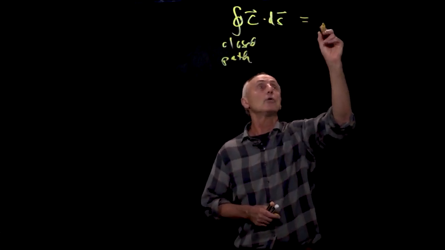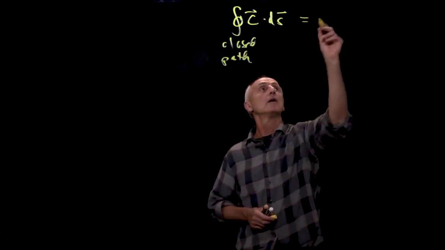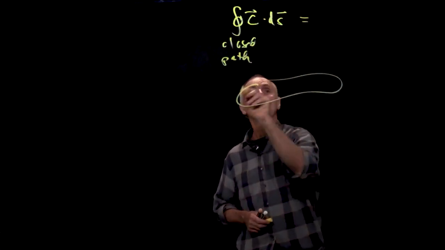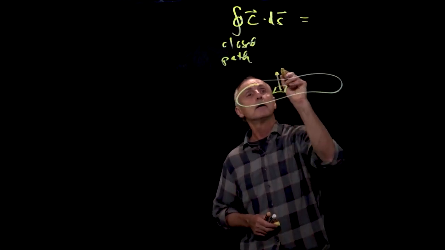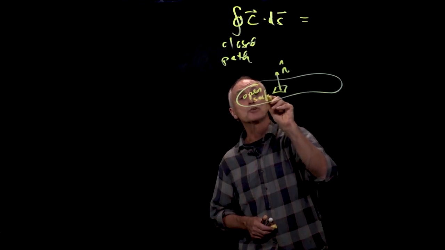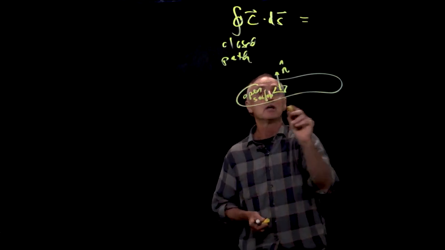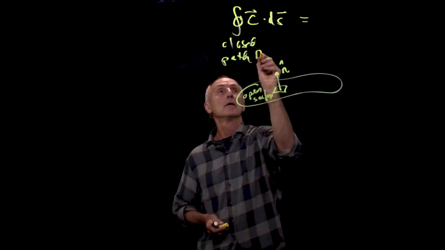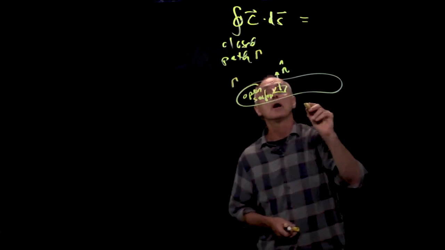And that's equal to... let's look at a closed path. And a closed path can define an open surface. There's an infinite number of open surfaces, so it's any open surface. Let's call this closed path the boundary.